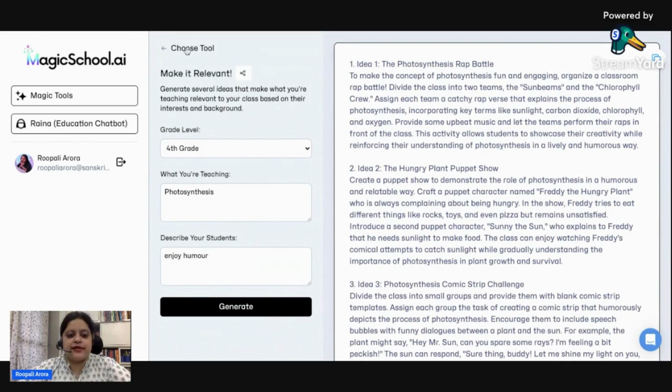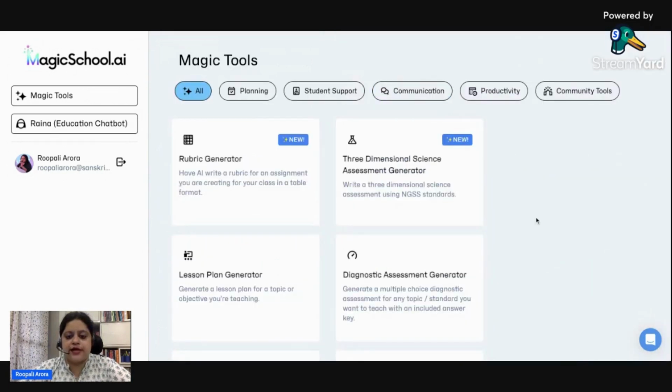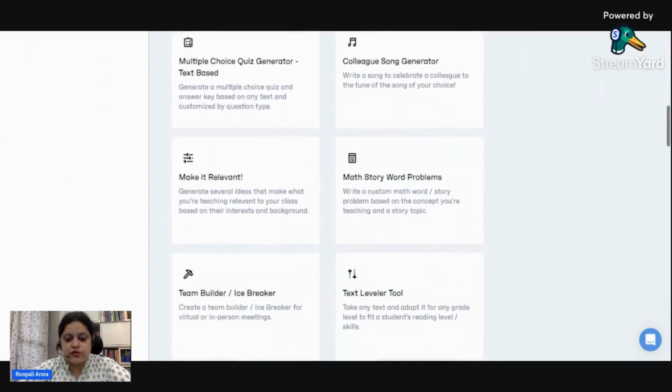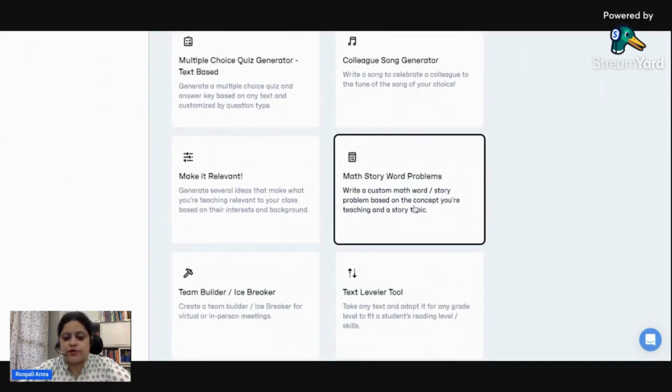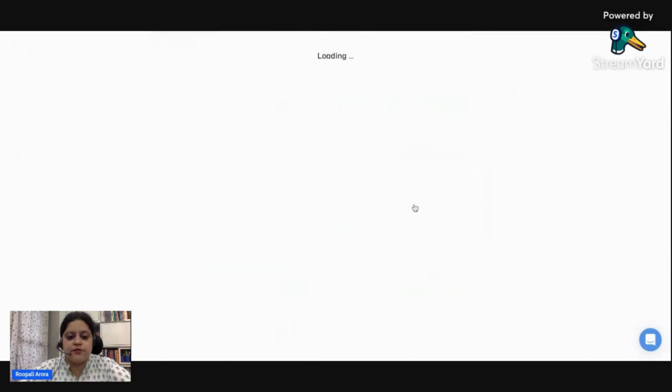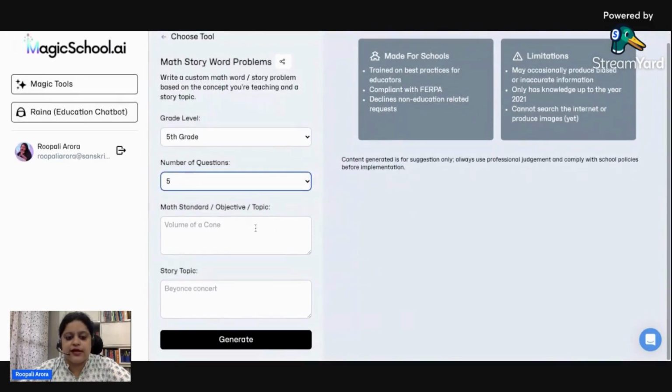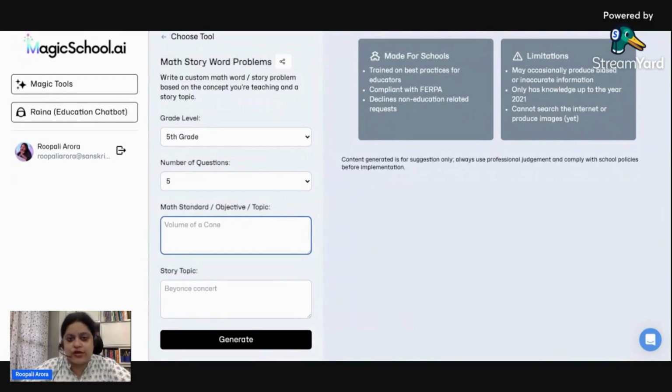Then I can click on choose tool and explore another magic tool. Suppose I want to click on math story word problems. If I click on math story word problems, I again click on the grade level. Suppose I'm teaching grade 5, and I want to create, say, 5 questions, and I say what the math topic is. Because it's a math story word problem, the topic has to be accordingly. Suppose I'm teaching my students fractions.